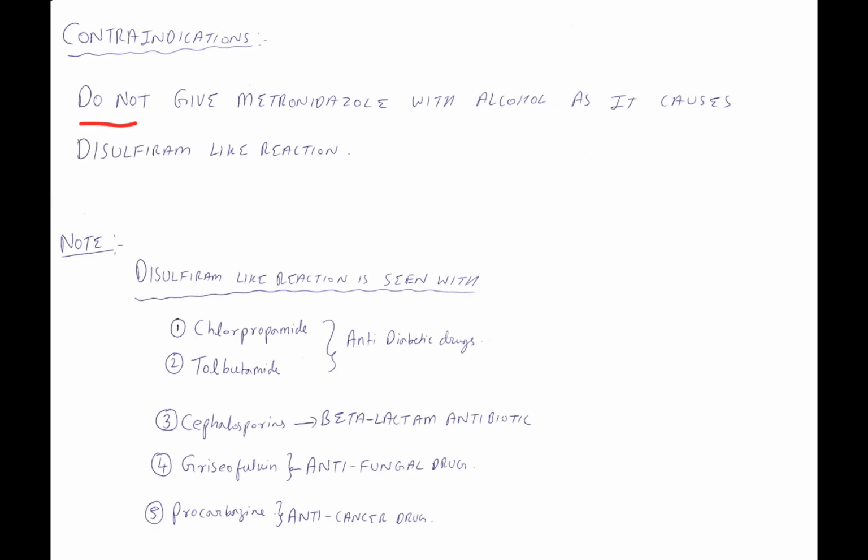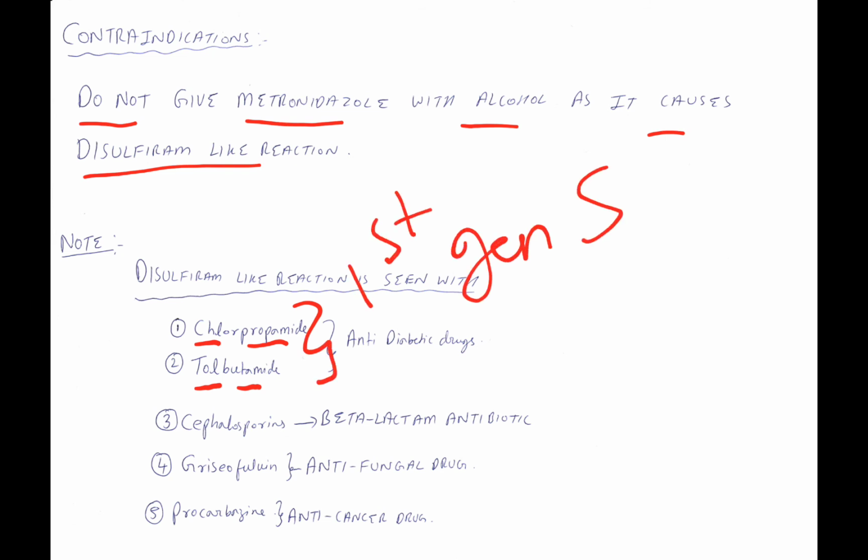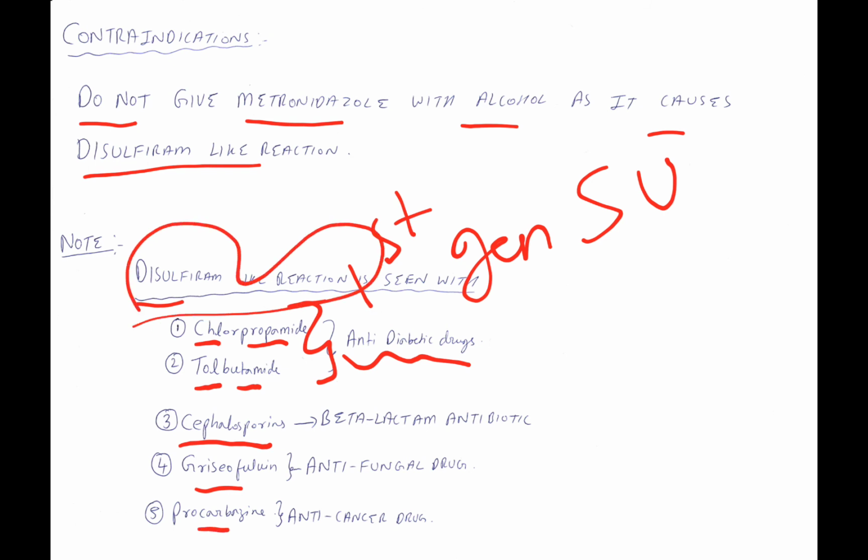Contraindication: do not give metronidazole with alcohol as it causes disulfiram-like reaction. Other drugs that also show this reaction with alcohol are chlorpropamide and tolbutamide. These are first generation sulfonylureas, which are anti-diabetic drugs. Cephalosporins also show disulfiram-like reaction. Griseofulvin and procarbazine also show disulfiram-like reaction.